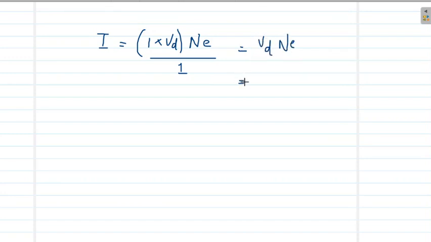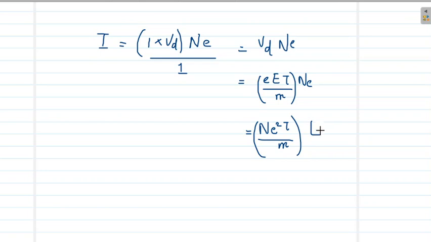According to free electron theory, we have calculated the equation for Vd, which is e E tau divided by m, multiplied by ne. So this is equal to n e square tau by m multiplied by electric field. So according to free electron theory, the current through the metal is proportional to electric field E. I proportional to E is the assumption that we get from this consideration based on free electron theory.